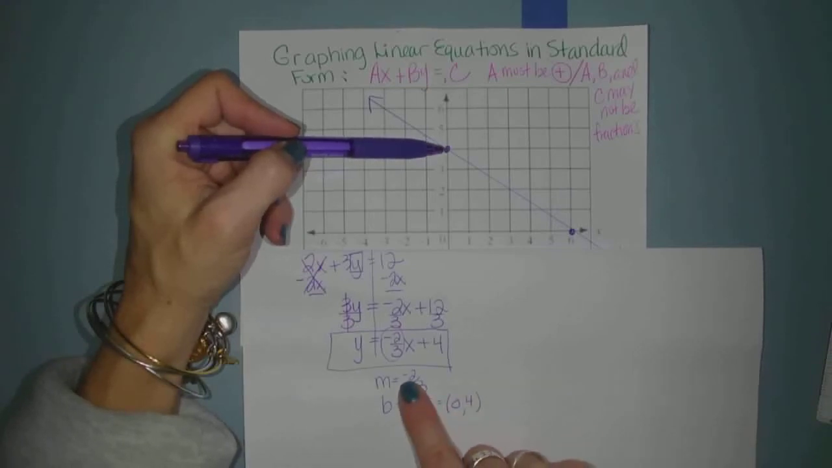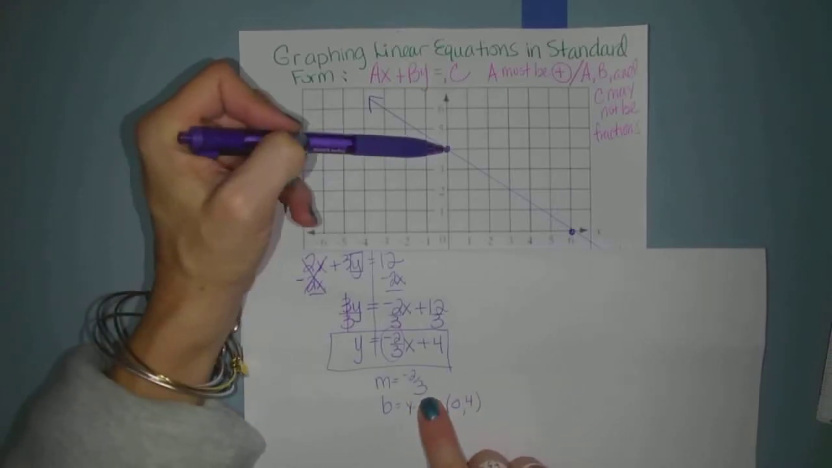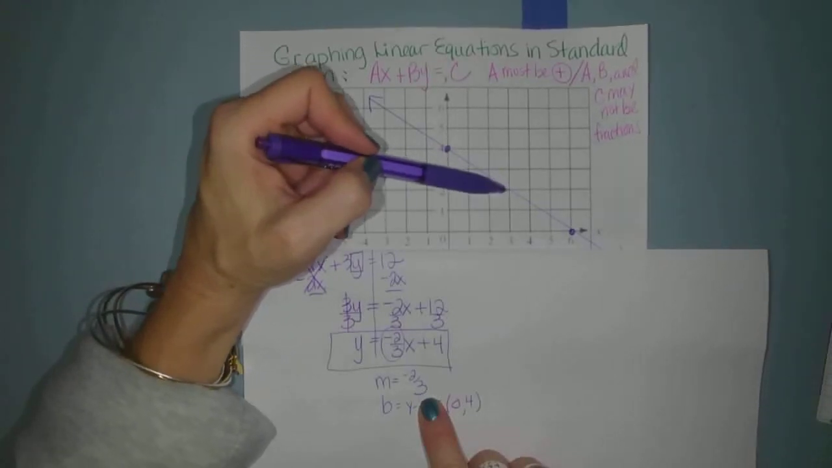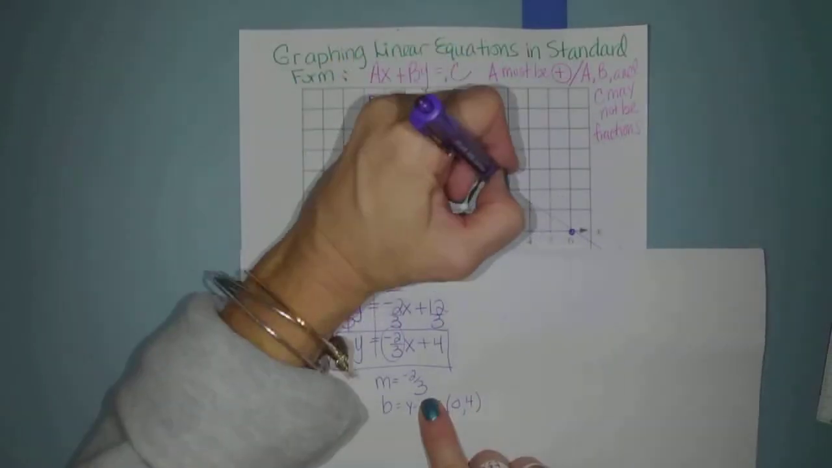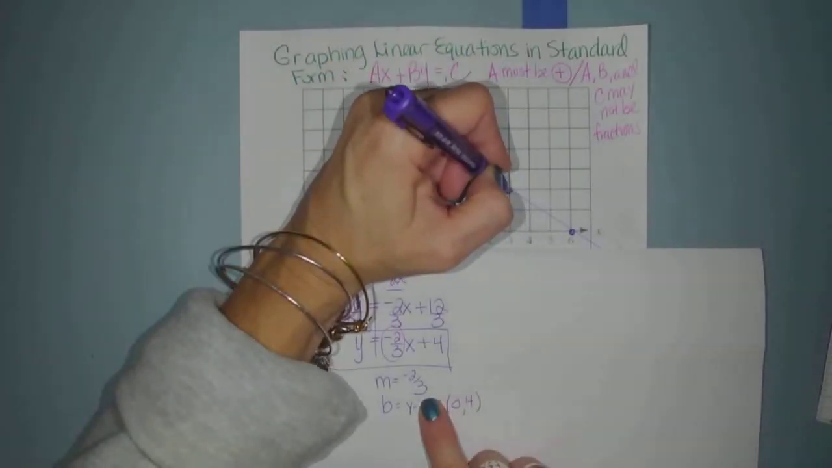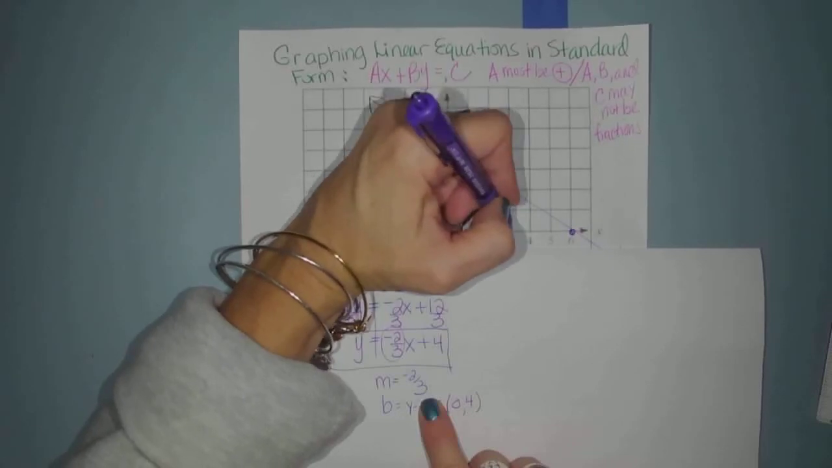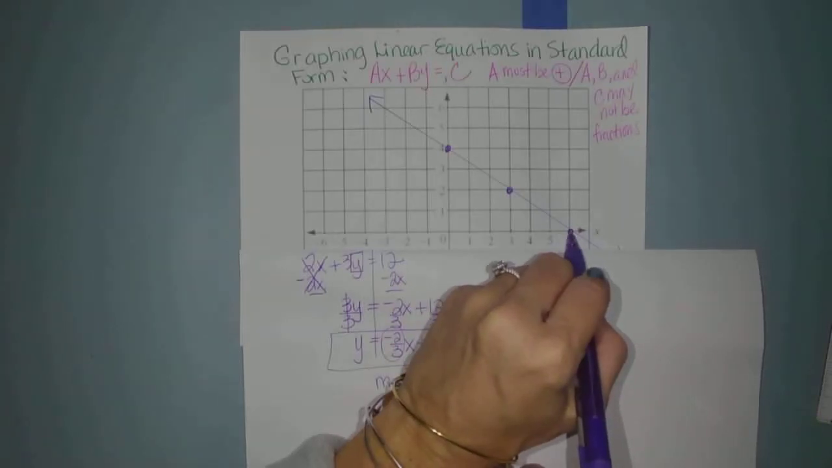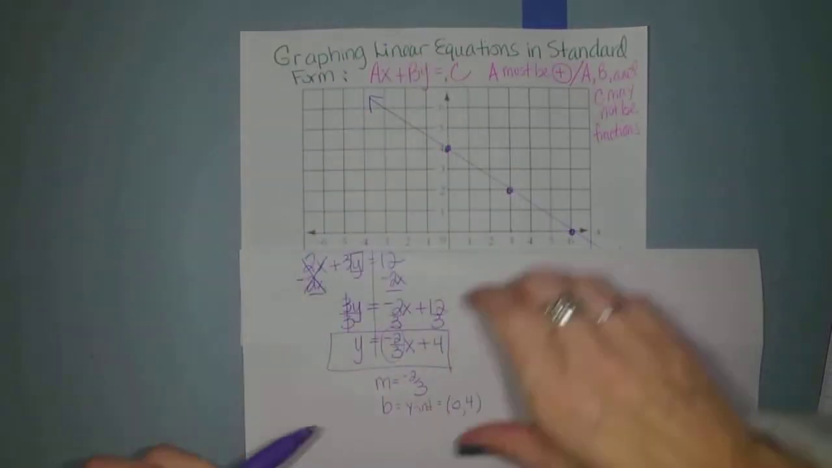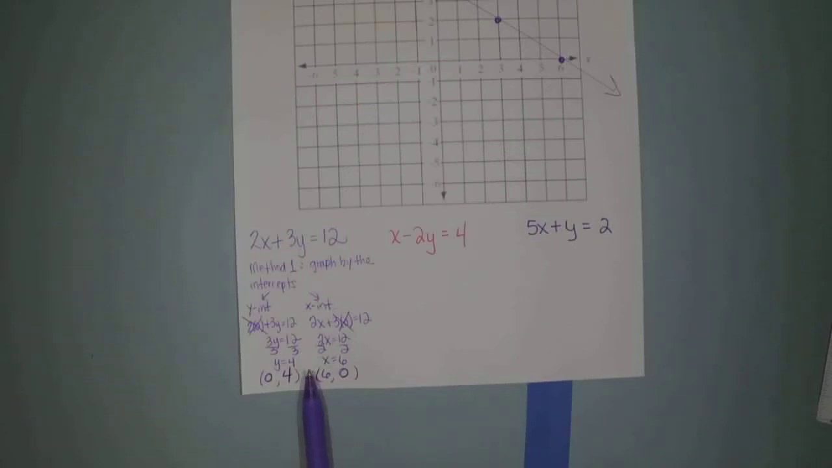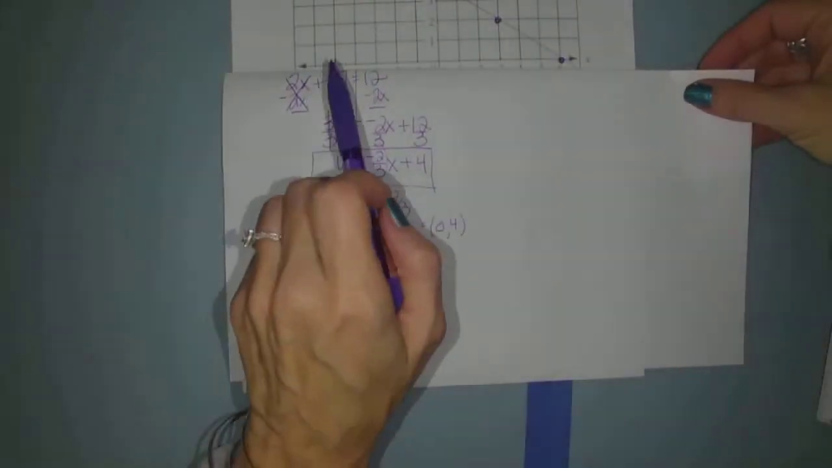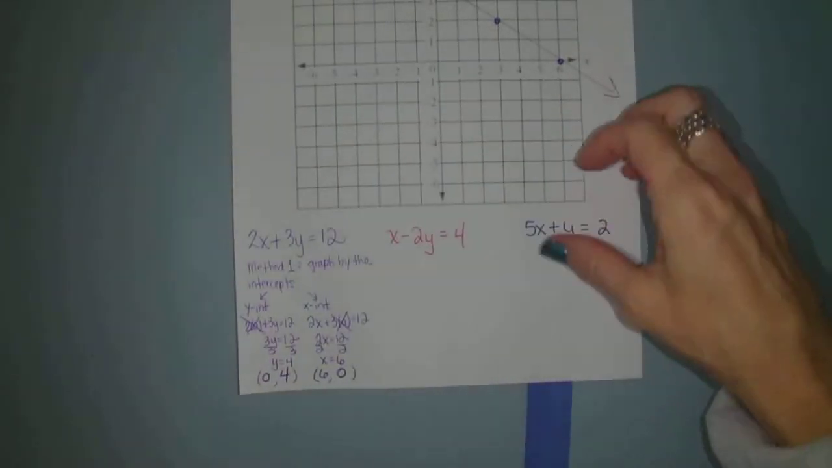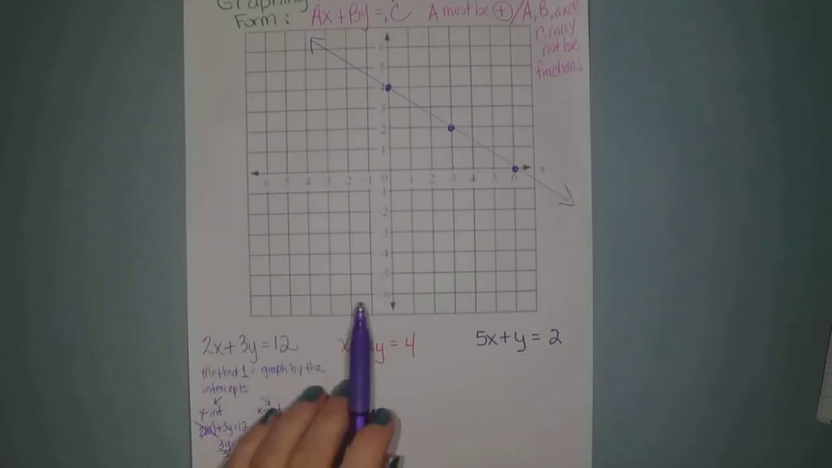Now, if my slope is negative 2/3, that means I'm going to come down 2, right 3. Boom. I land right there, which is already on that line. If I do it again, down 2, right 3, well, here I am on the x-intercept. So you see that whether you graph by the intercepts or by transformation to slope-intercept form, you are getting the same line.